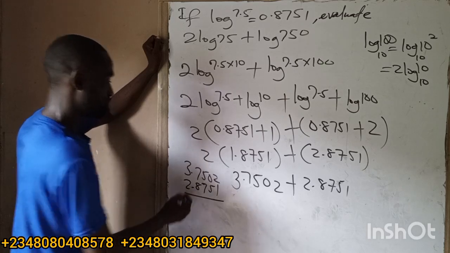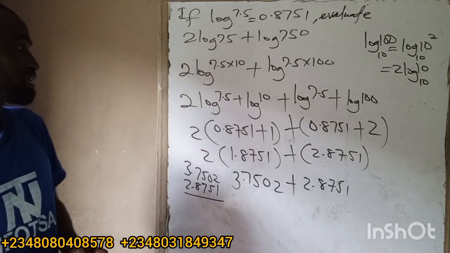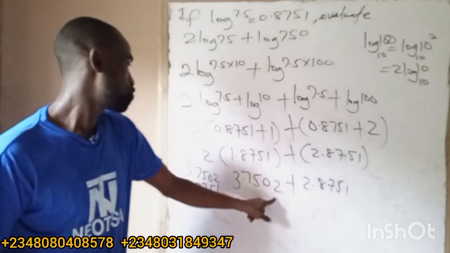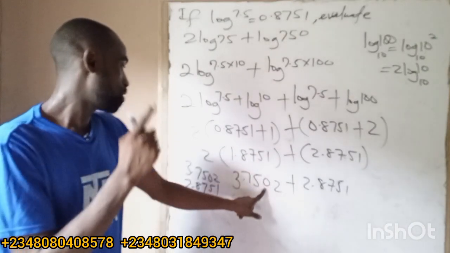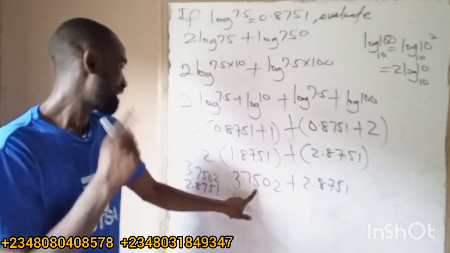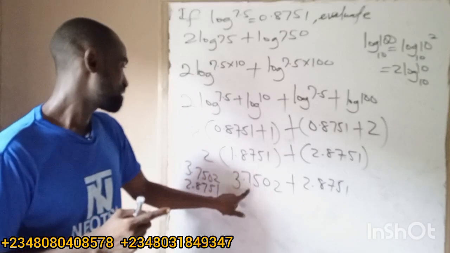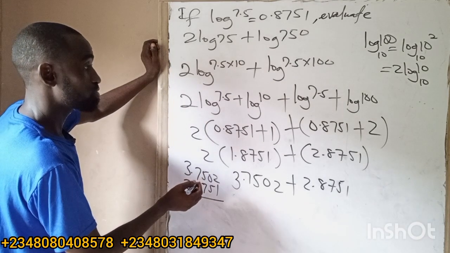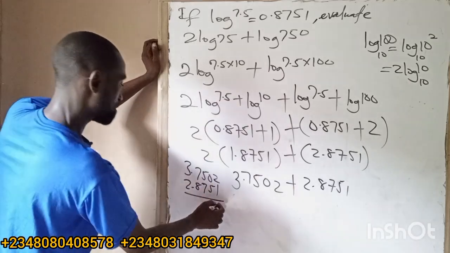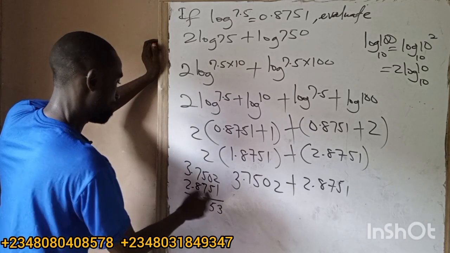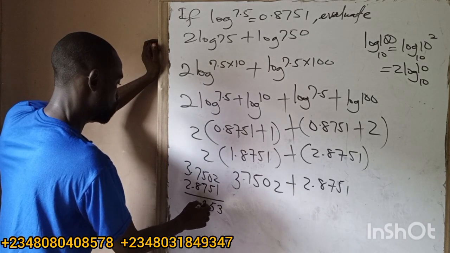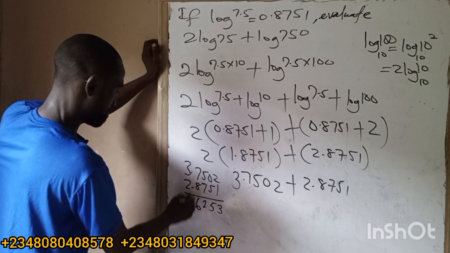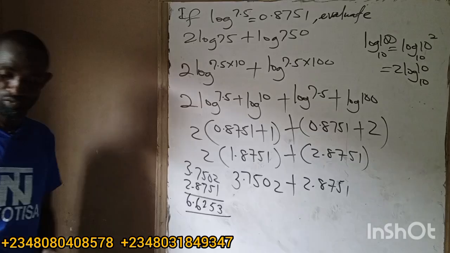Oh, there's no mistake here. 2.8751, this is 2 times this, 2. 10, carry 1. 14 plus 1, 15, carry 1. 16 plus 1, 17, carry 1. So we are very correct. This will give us 3, 5. This is 2, this is 6, then 6. We have 6.25.